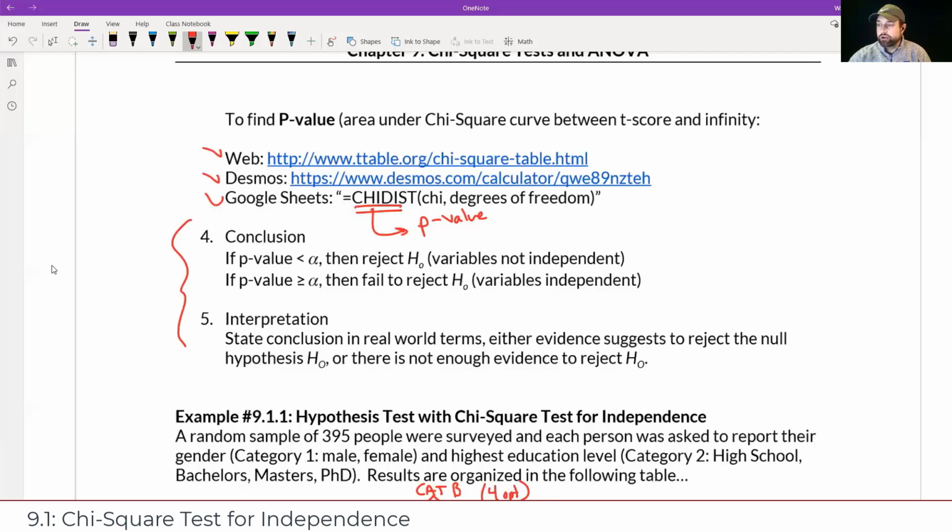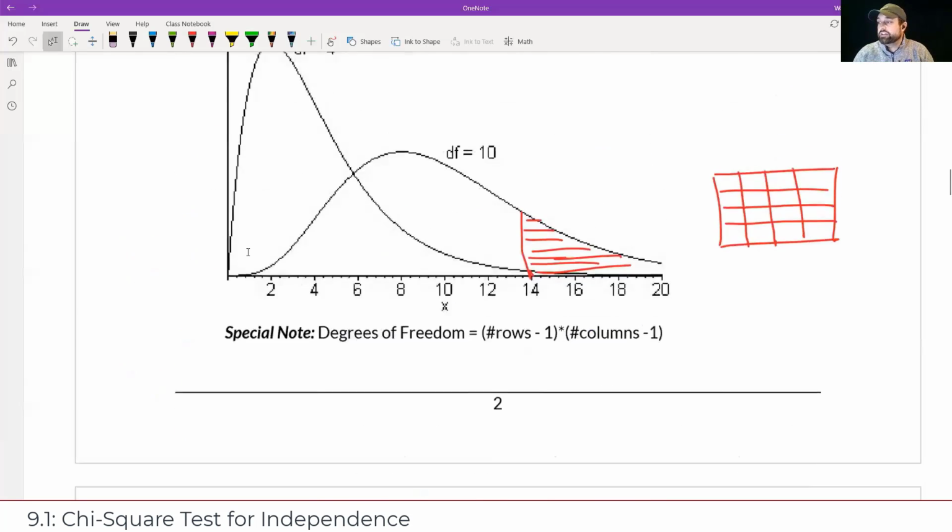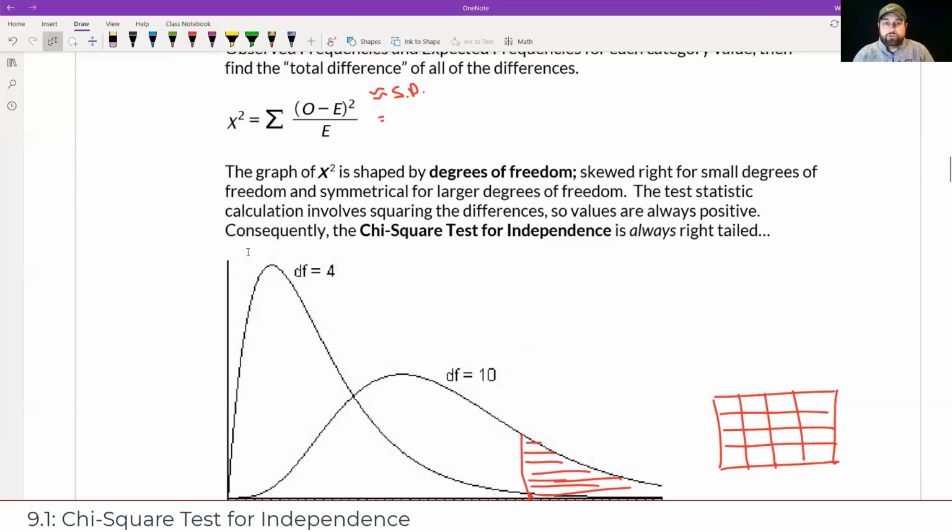So this should be very familiar. You should be very familiar with, okay, I'm going to get a p-value, I'm going to compare it, I'm going to accept or reject. The new, tricky part is the chi-squared stuff, and how this calculation happens.